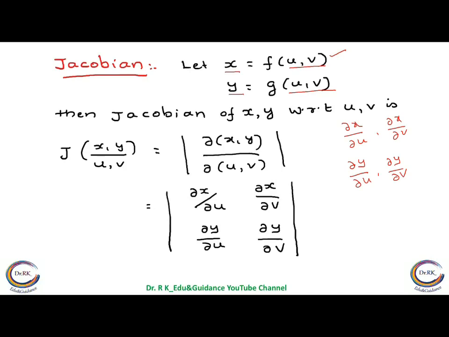So let x be a function of u and v, y a function of u and v, then Jacobian of xy with respect to uv, or we can write like this, which is nothing but the determinant consisting of all partial derivatives, that is dou x by dou u, x derivative with respect to v, y derivative with respect to u, y derivative with respect to v. So this is called as Jacobian of xy with respect to uv.